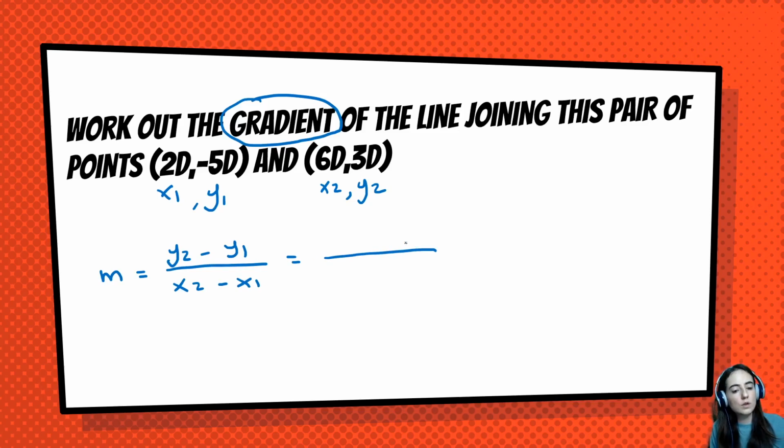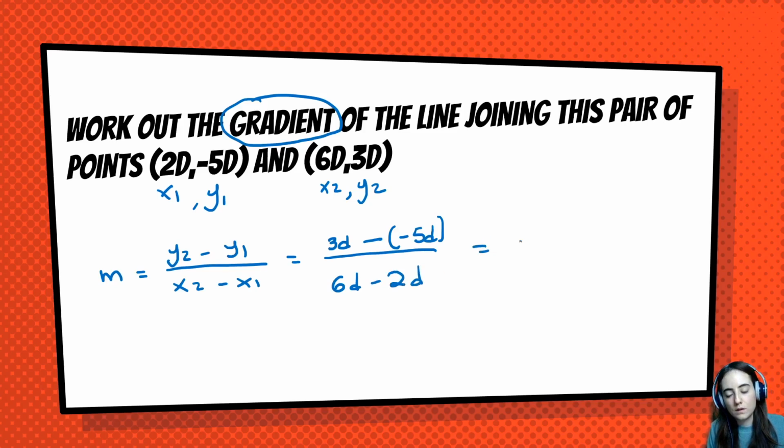So let's just start substituting. Take it one step at a time. Write the things you know. And then slowly start substituting and start putting things in and just taking it one step at a time. Don't think further ahead. That will stress you out. Just do it one step at a time. So y2 is 3d, I'm just going to write it in lowercase, minus y1, so that's going to be minus 5d, and then x2 is 6d minus 2d.